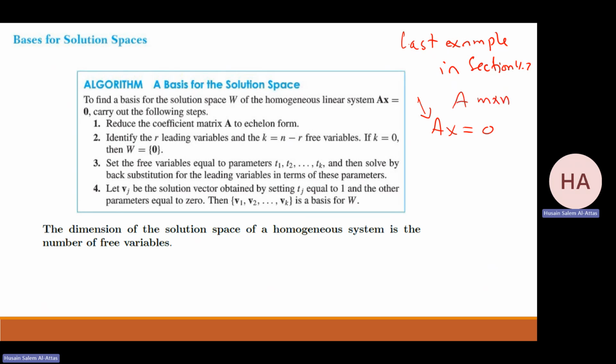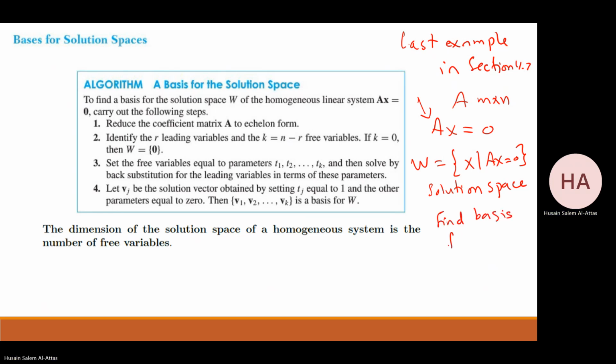So we have a collection of elements, infinitely many values of x, satisfying this. Now I need to find the basis. By the way, this solution space has all x such that Ax equals 0. We call it the solution space of the homogeneous system. We need to find bases for that.